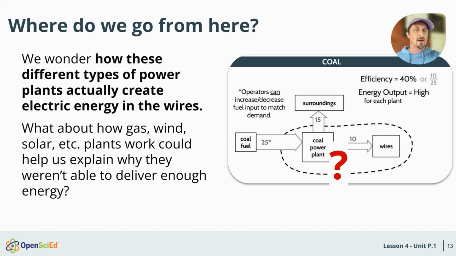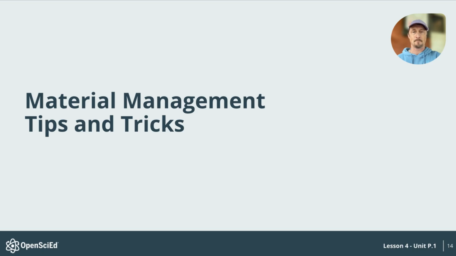Where do we go from here? We're wondering how these different types of power plants actually create electrical energy in the wires. We see that these different sources can all create electrical energy, but we don't have information on what makes them really different from each other, like how these plants actually work. So that's where we go in lesson 5.